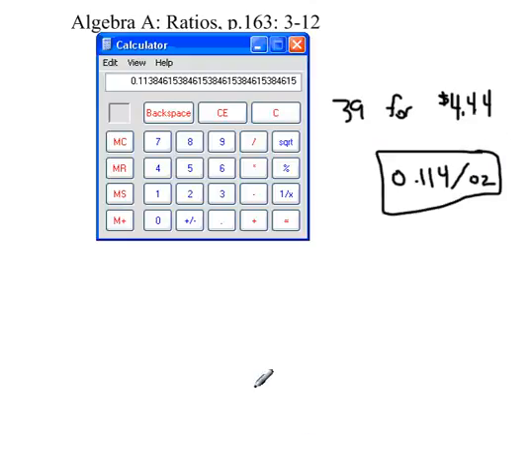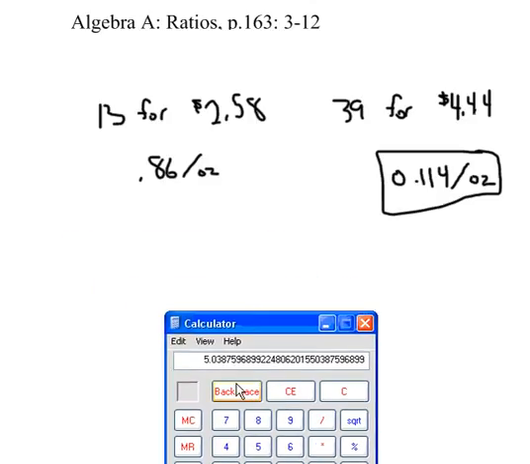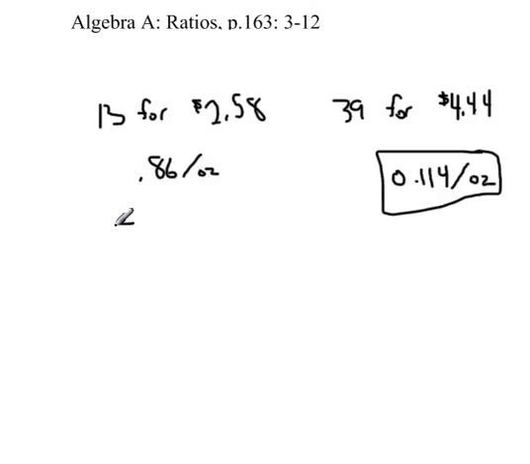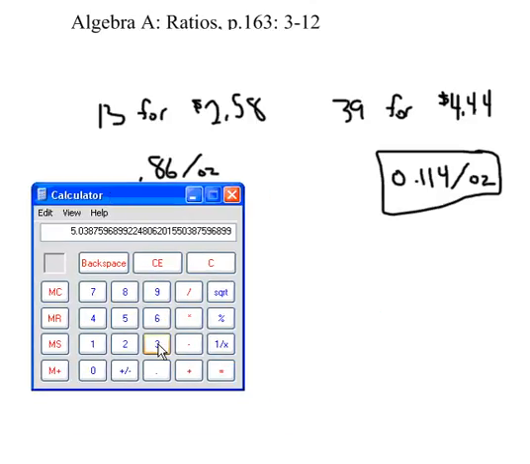Now one of the common mistakes that's going to happen is you're going to do this backwards. You're going to do 13 for 258, and you're going to do 13 divided by 258. Let's record that answer. That answer is 0.0504. If I do it backwards on the other one as well, and I do 39 divided by 444, that one's going to give me 8.78.